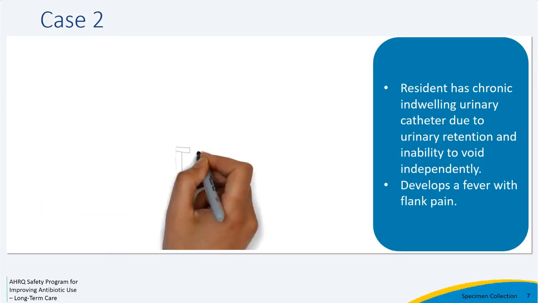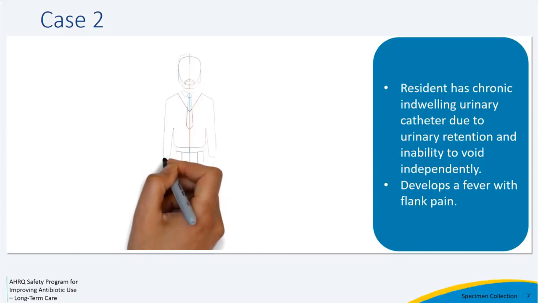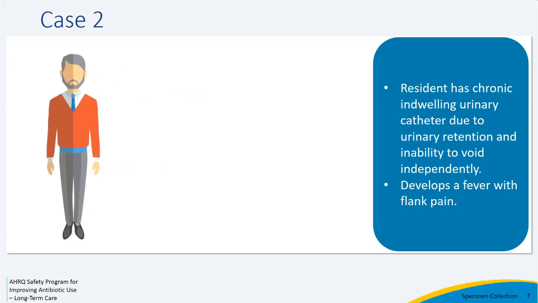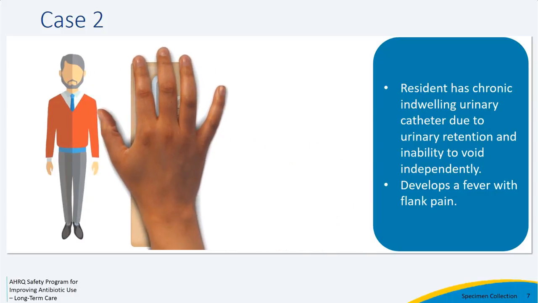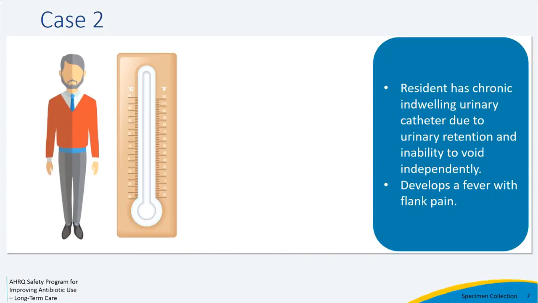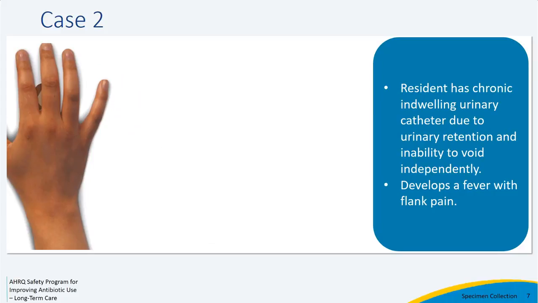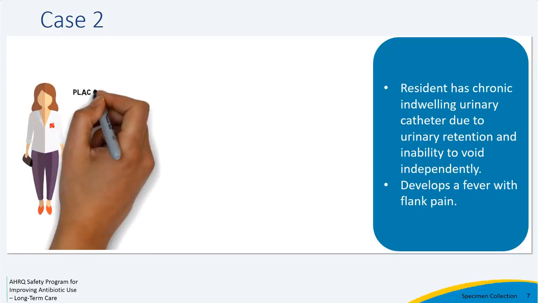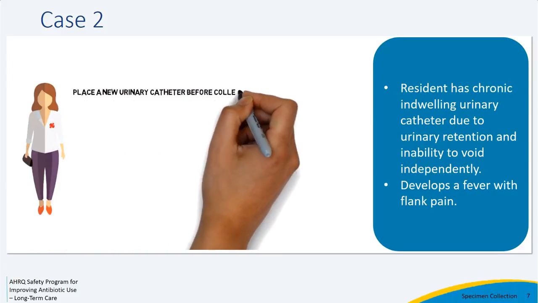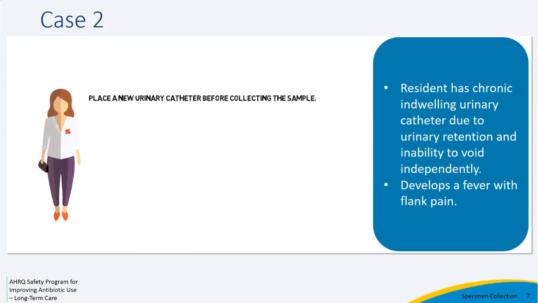Let's move on to another case. One of the residents you are caring for in the nursing home has a chronic indwelling urinary catheter due to urinary retention and an inability to void independently. He develops a fever with flank pain, and you are concerned about a urinary tract infection. You called the provider on call to report his symptoms, and she asks you to place a new urinary catheter before collecting the sample. Take a moment to consider the reason she recommended this, and we will discuss the possibilities on the next slide.